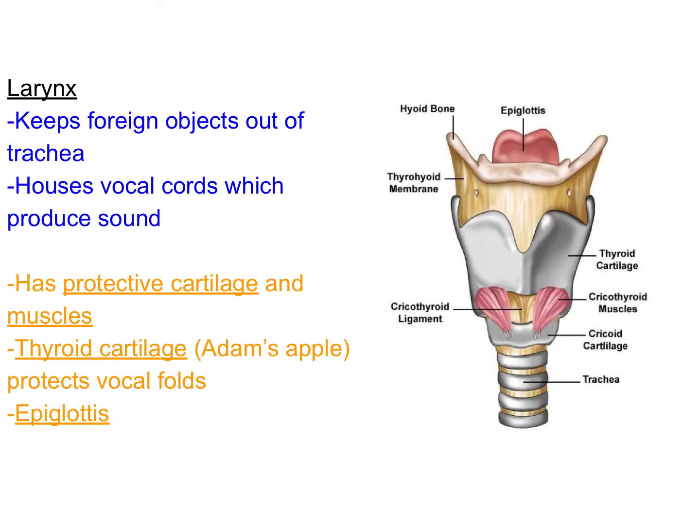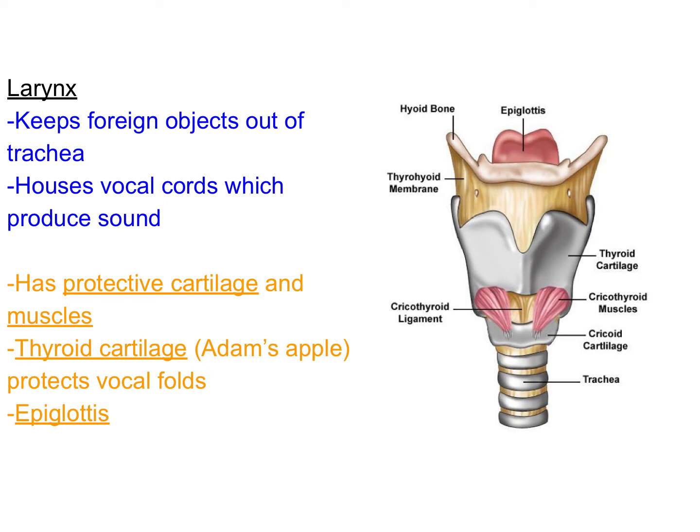Moving down the line, the next structure is the larynx. The physiological function of the larynx, written in blue, is that it helps keep foreign objects out of the trachea, the next tube in the line, and the larynx is where your vocal cords, or vocal folds, are, that help you produce sounds, like the sound that I'm producing right now by talking.